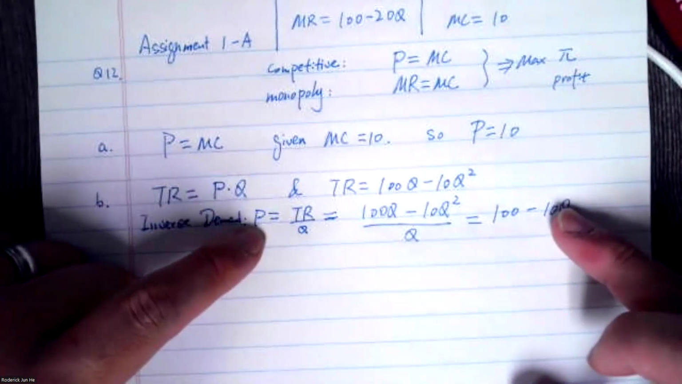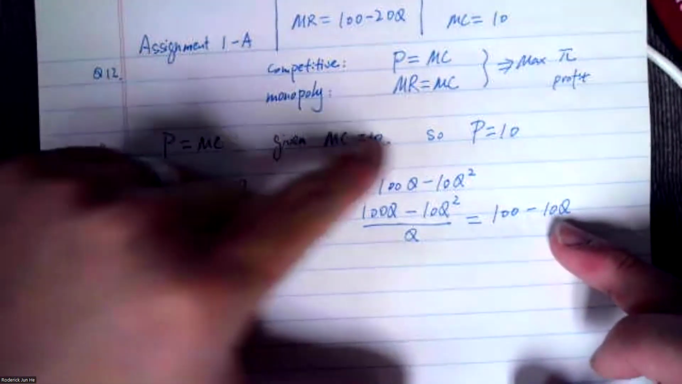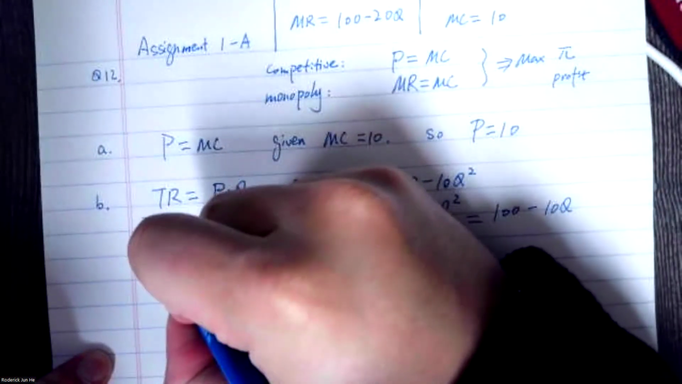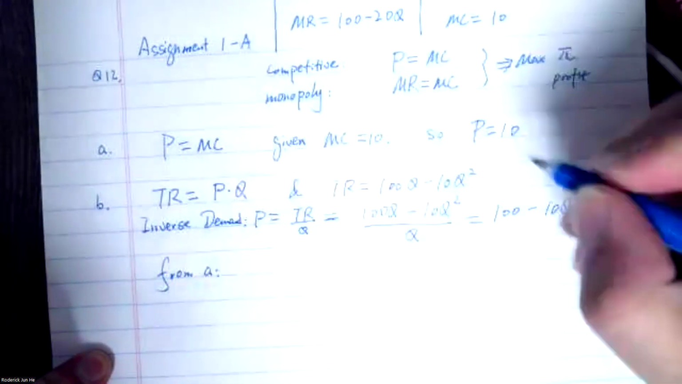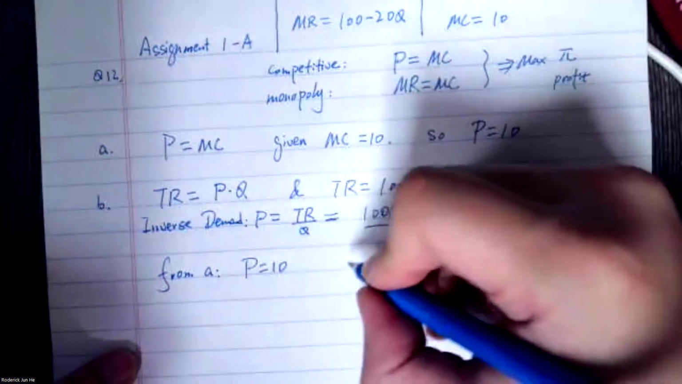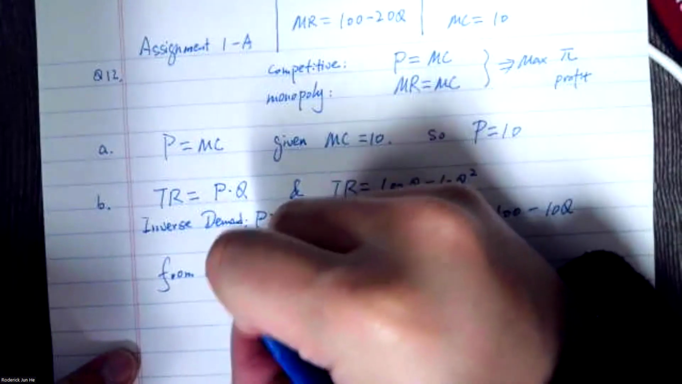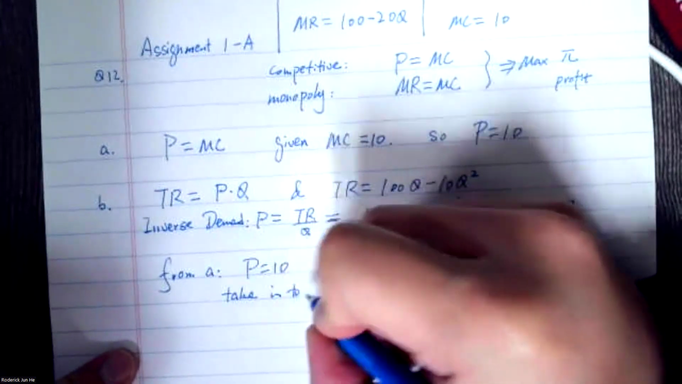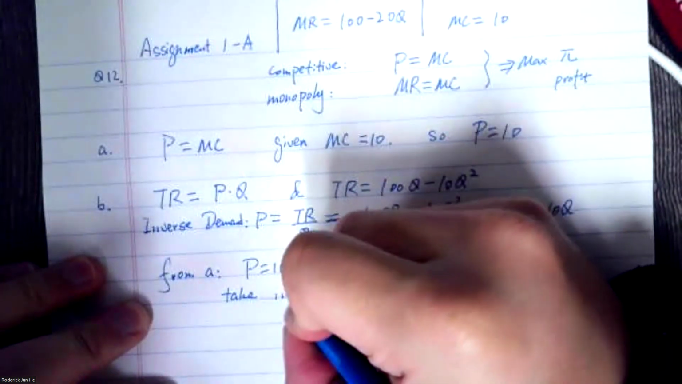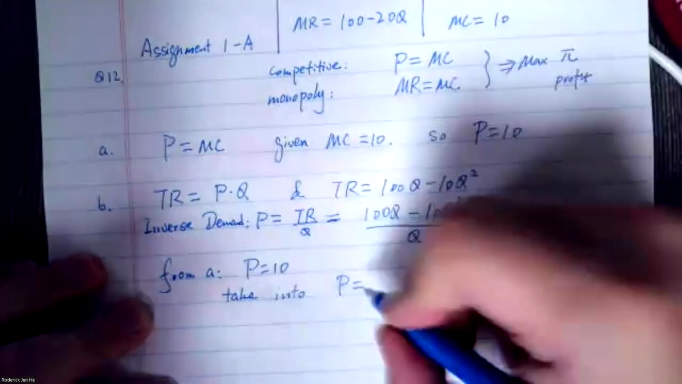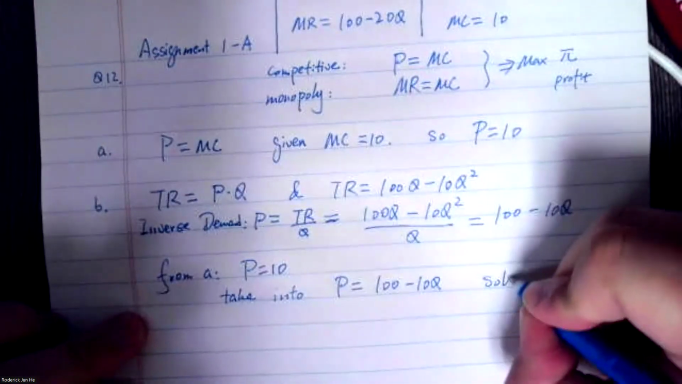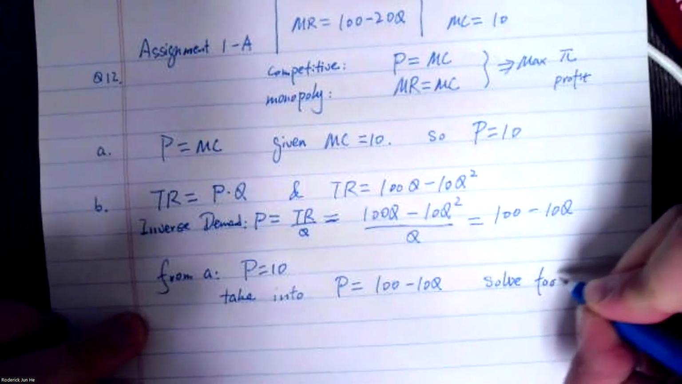Okay. And then we have P. It's asked how much Q to produce. So just take this P from A. We have P equals 10. We just take that into P equals 100 minus 10Q. We can solve for Q.